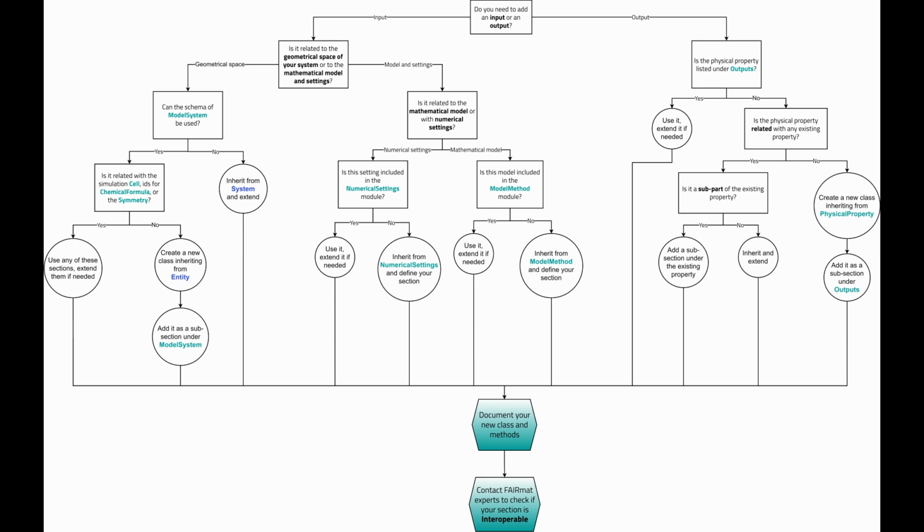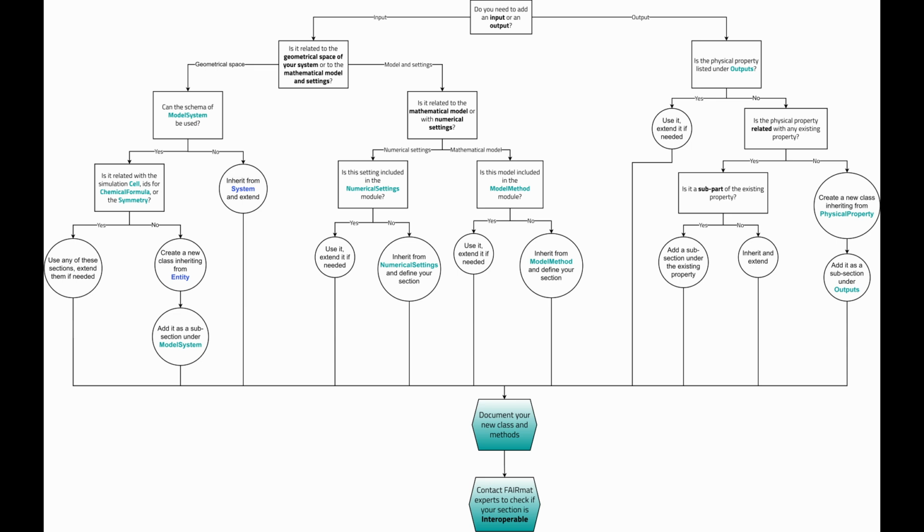So it's like you need an input or output. Okay, you need an input. Does it have to do with the geometric space or the mathematical model? Then you go one way or the other, and eventually you get to a point where it says, is this item supported already? This metadata that you're trying to store, and if it is, then you should use the Nomad simulations. And if it's not, then you need to extend Nomad simulations in some way, and you can do that directly in your parser plugin.